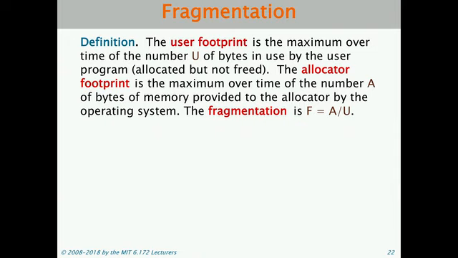And similarly, if you ask malloc for some amount of memory, it can also give you more than what you asked for. And the fragmentation is defined to be A divided by U. A program with low fragmentation will keep this ratio as low as possible, so as to keep the allocator footprint as close as possible to the user footprint. And in the best case, this ratio is going to be 1, so you're using all of the memory that the operating system allocated.